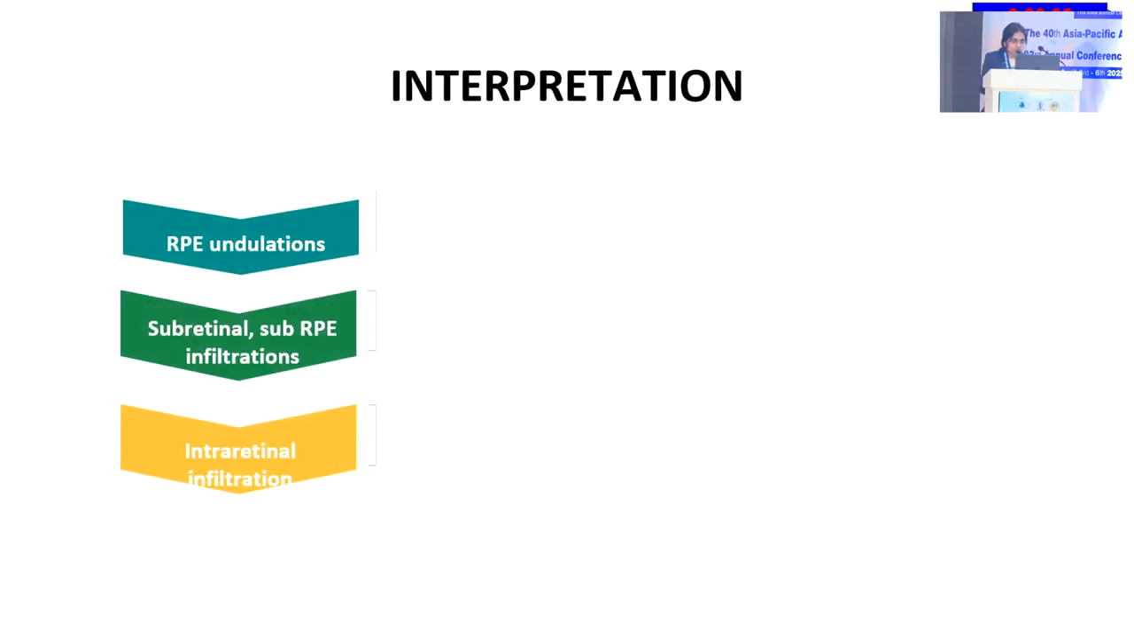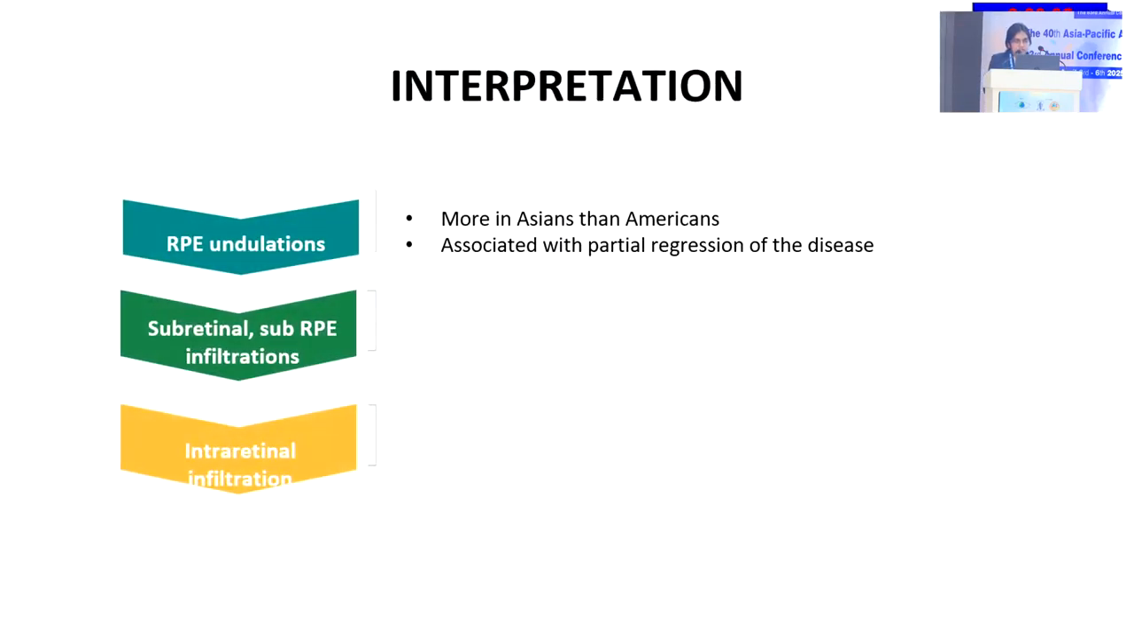So with this, we interpreted that the RPE undulation was more prevalent in the Asian population than the Americans. It is associated with the partial regression of the disease. The subretinal and the sub-RPE infiltration do not show any association, and the intraretinal infiltration shows association with CNS involvement in the subsequent course of the disease.